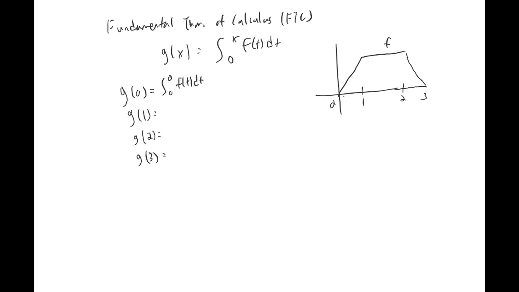Yeah, 0, right? It's that rule I told you, right? Integral a to a is just 0. This is 0. Now this is integral 0 to 1 f of t dt. So this is the area under the curve of f from 0 to 1. So it's the area of this triangle.